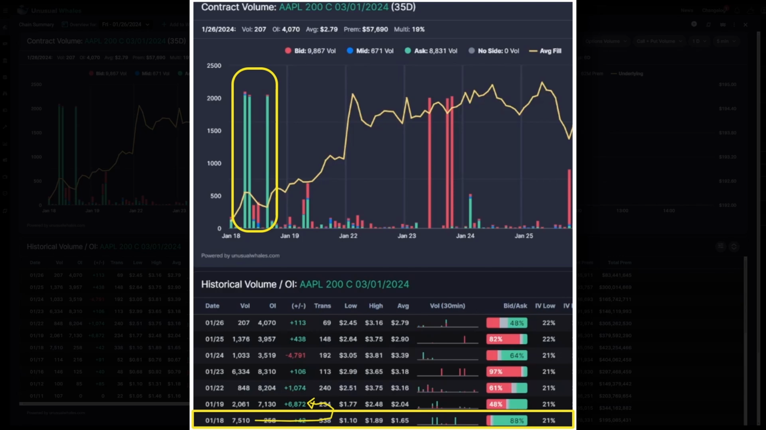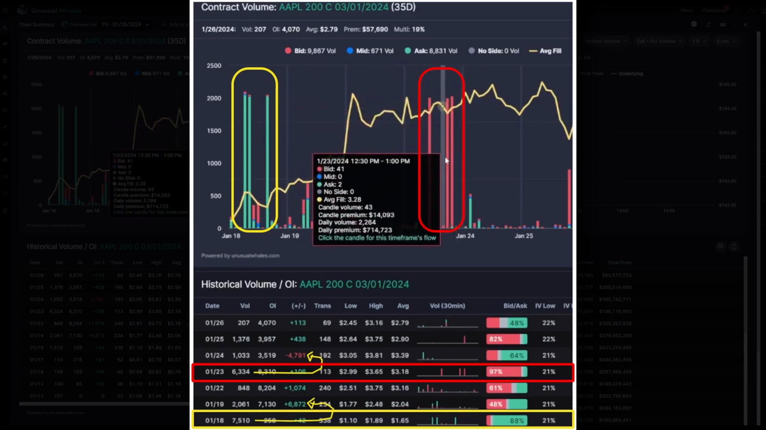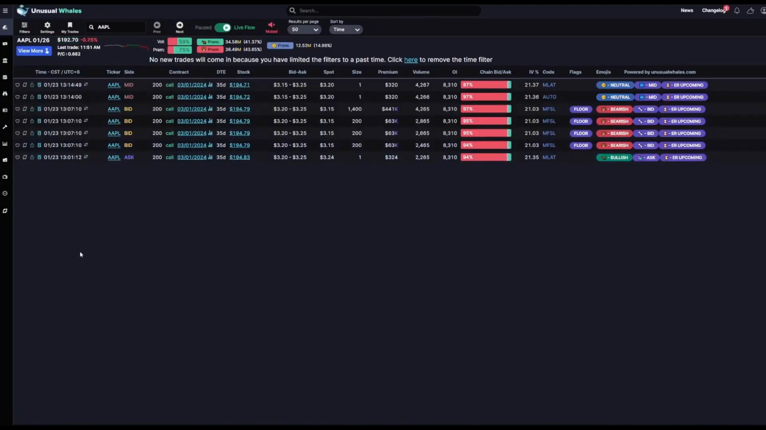Now fast forward up here to the 24th of January, and you can see that on January 23rd, we had a little over 6,300 volume transact at or near the bid. That's what these red bars here on the chart above are. Now, what we can do here to kind of confirm that flow is we can just click on one of these red bars, and this will take us into the flow feed to show us these bid side transactions.